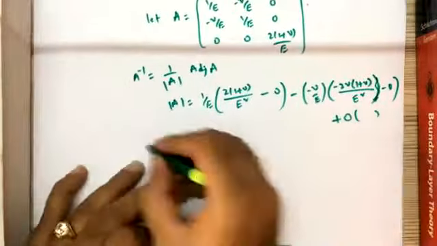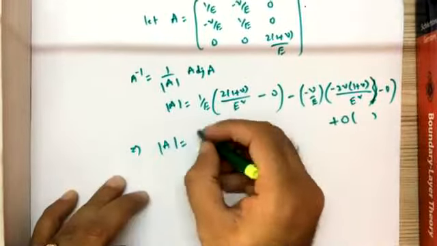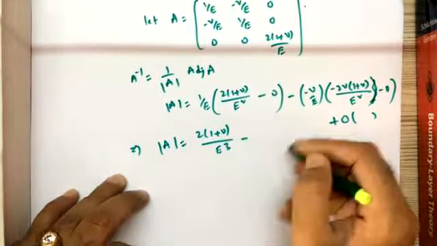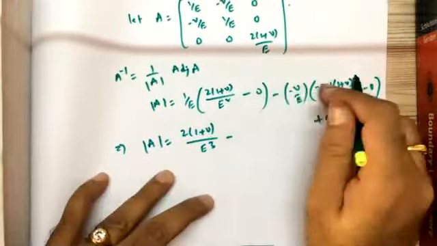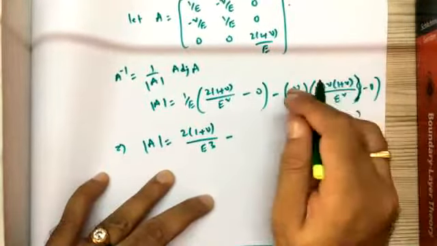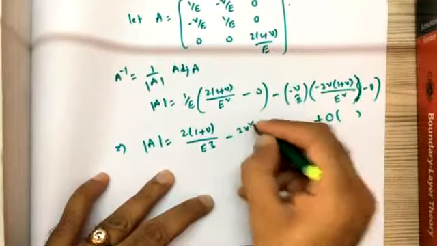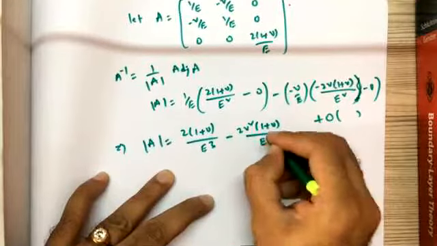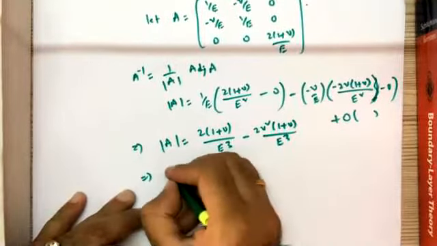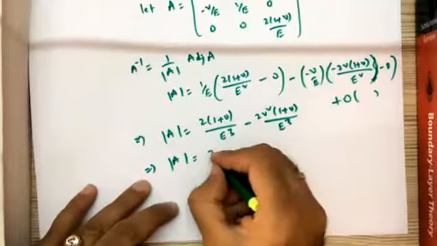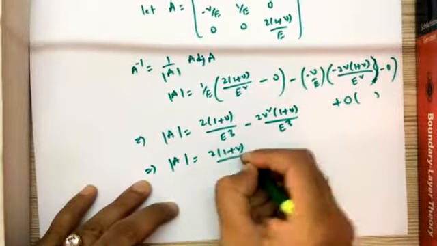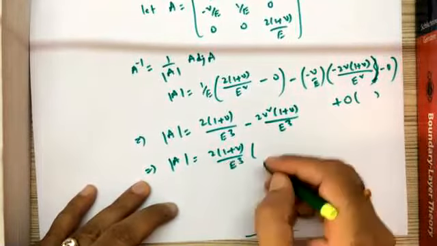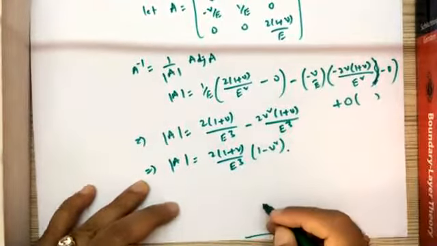So what is my det A now? Det A is 2 into 1 plus nu by E cubed, minus minus into minus, now minus you get minus itself. So 2 nu squared into 1 plus nu divided by E cubed. Now if I take 2 into 1 plus nu by E cubed common, then what I'll get? 2 into 1 plus nu by E cubed into 1 minus nu squared, right?